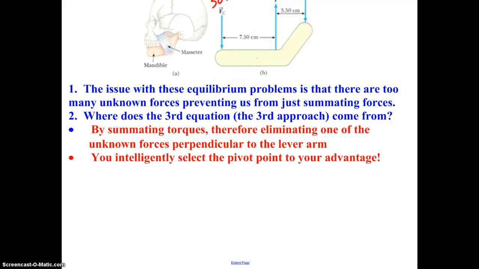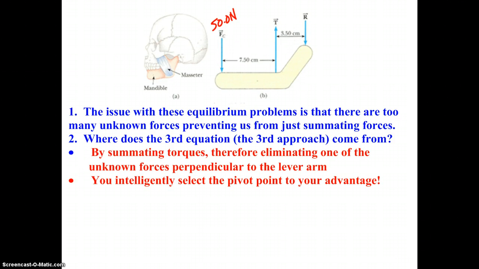So, if we take a look at this, we're going to summate torques to get one of the forces and use that answer then in a summation of forces vertically to get the other force, if that makes sense. To do that, we need to intelligently select a pivot point by which to eliminate one of the forces causing torque. It does not make sense that we would pick a pivot point at Fc because we know that value, and by picking that pivot point we still have two unknowns if we were to summate the torques.